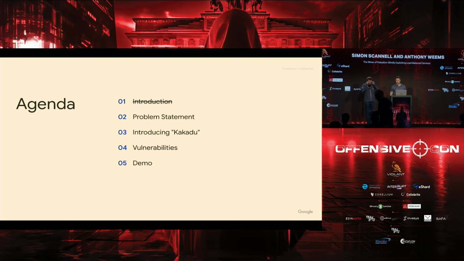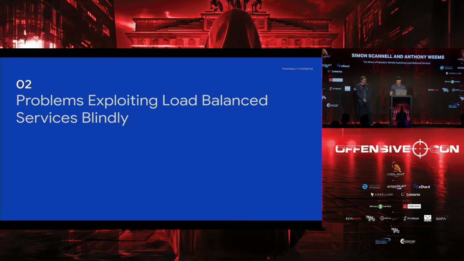So with the introduction out of the way, I want to give you a brief overview of what to expect of this talk. We'll describe the problem that we face when we try to exploit a load balanced service through memory corruption. And then we'll introduce Kakadu, which is a JPEG 2000 library, hence the name, The Minds of Kakadûm. Then we'll get into some vulnerabilities and how we managed to overcome the obstacles that we faced, and then we'll end with a demo.